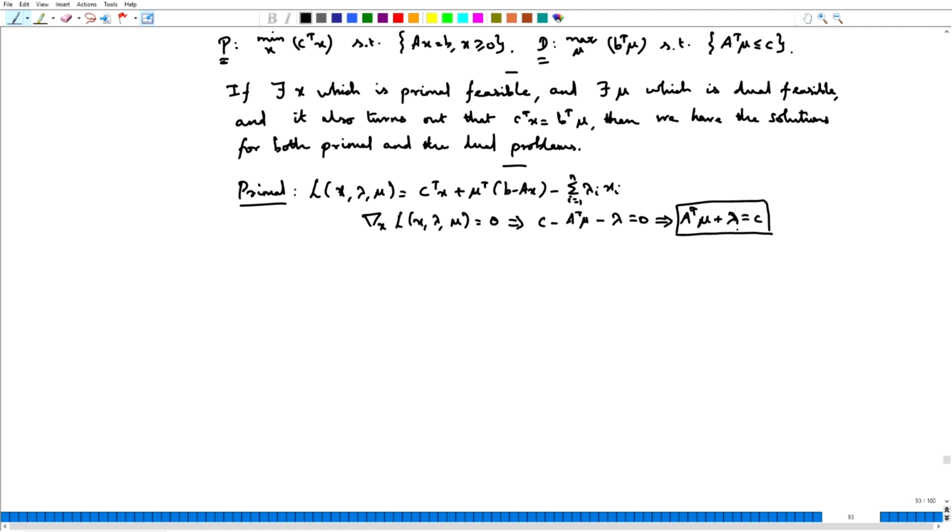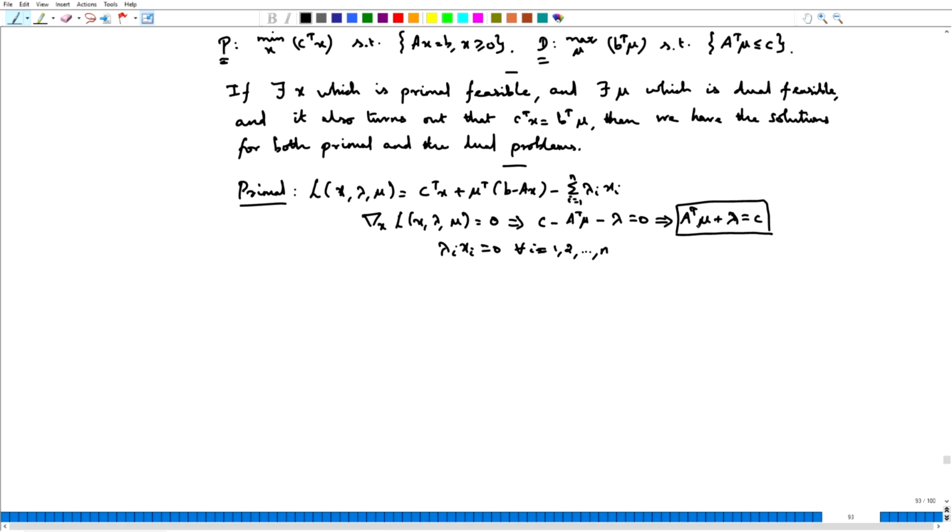So, we also have the complementary slackness conditions, where lambda_i x_i equals 0 for all i from 1 to n. This is all part of the KKT conditions; I am not writing anything new. So, we have the gradient of L equal to 0 and lambda_i x_i equal to 0 for all i. What this tells us is that at least one of lambda_i or x_i has to be 0. So, if x_i is positive, that means lambda_i is 0.